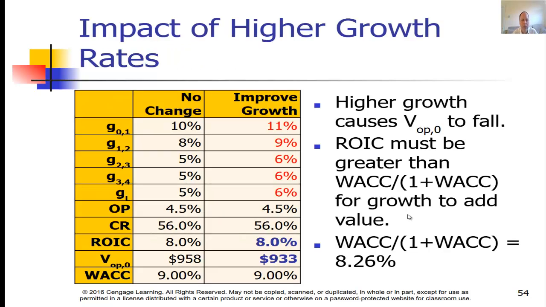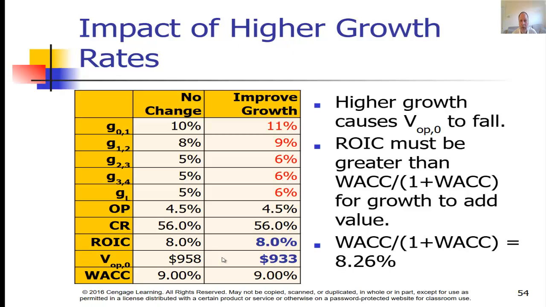We will start with the example of, let's say, they do a lot of advertising in this example and improve their sales growth rate. So we started out with a sales growth rate in year 1 of 10%. Let's say we can get that up to 11, in year 2 from 8 to 9, and in year 3 and beyond from 5 to 6. If the OP stays still at 4.5% and CR at 56% and ROIC at 8, does this help? And the answer is no. The value of operations goes down from 958 to 933.